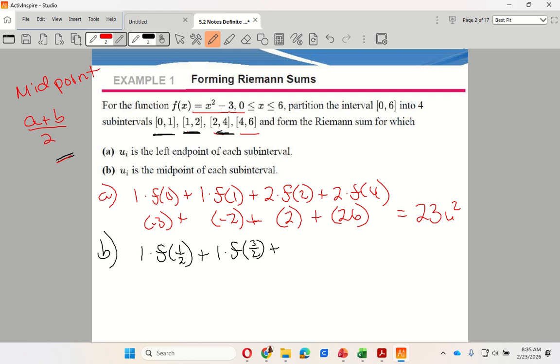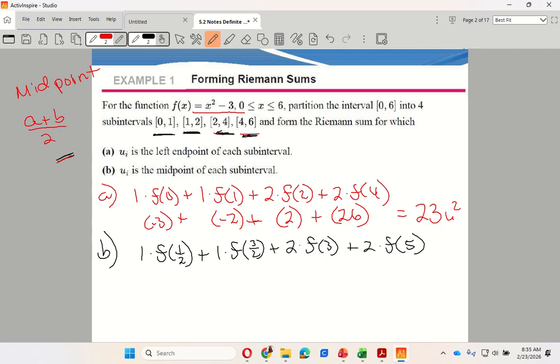Delta x is 2. F of 2 plus 4 is 6. 6 divided by 2 is 3. Delta x is 2. F of, so 4 plus 6 is 10. 10 divided by 2 is 5. Let's do each one.